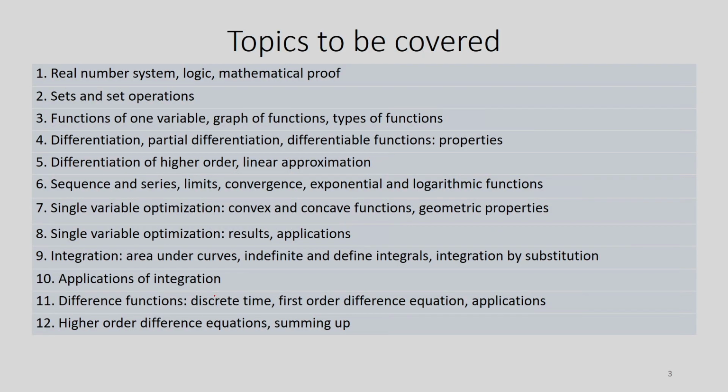What you find on the screen is a list of topics that we are going to cover in this course. As you can see, we have listed as many as 12 topics. Now, as I told you, this is mathematics for economics part 1. So, I am not claiming that all these topics will be sufficient for the undergraduate students of economics, because there has to be a little bit more advanced course apart from this particular course.